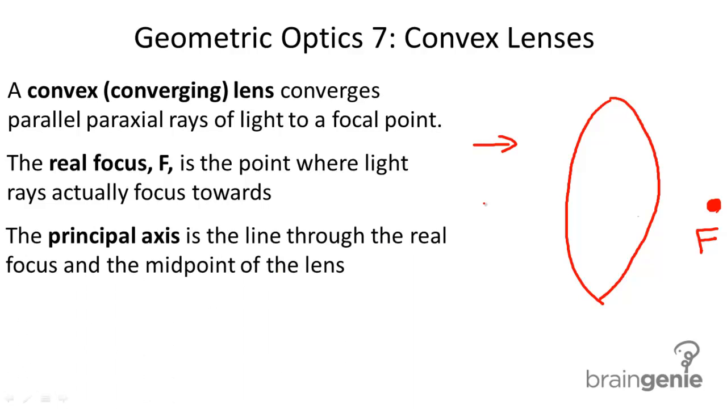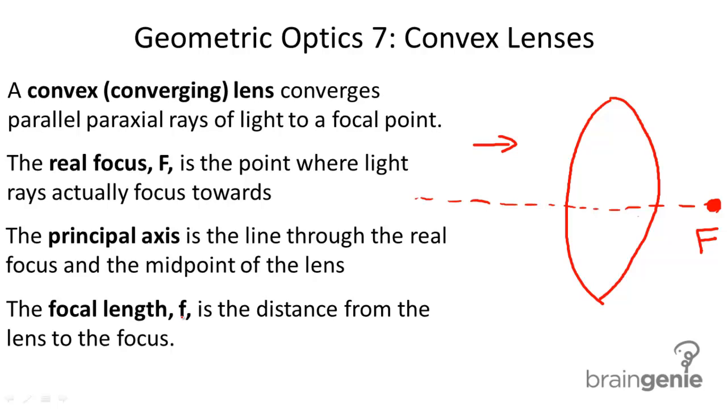In addition, we have the principal axis. That's the line through the real focus and the midpoint of the lens. So we consider some point here the midpoint, and this is just a straight line going through the principal axis. In addition, we have the focal length, which is the distance from the lens to the focus, and we denote that by lowercase f.